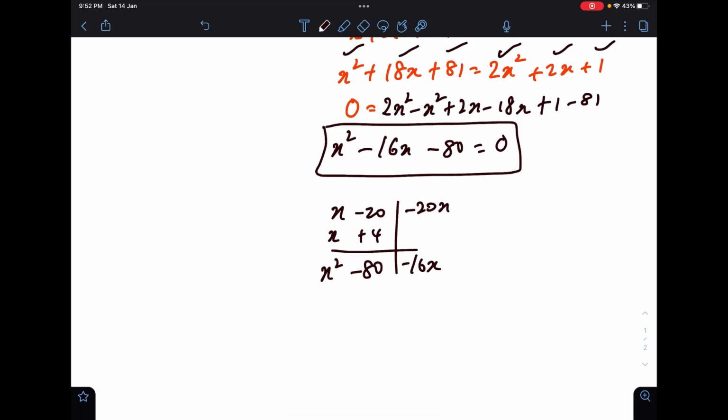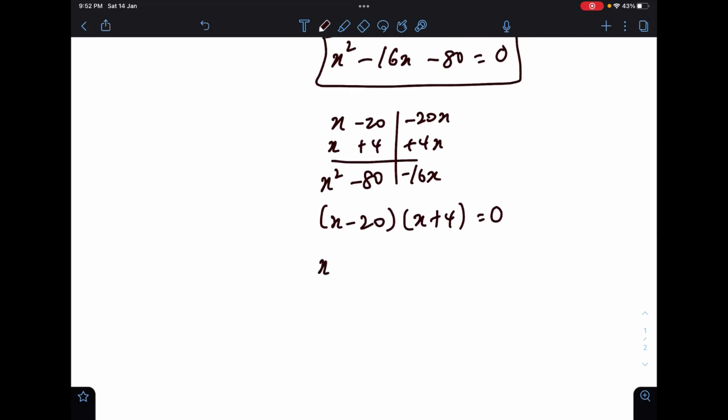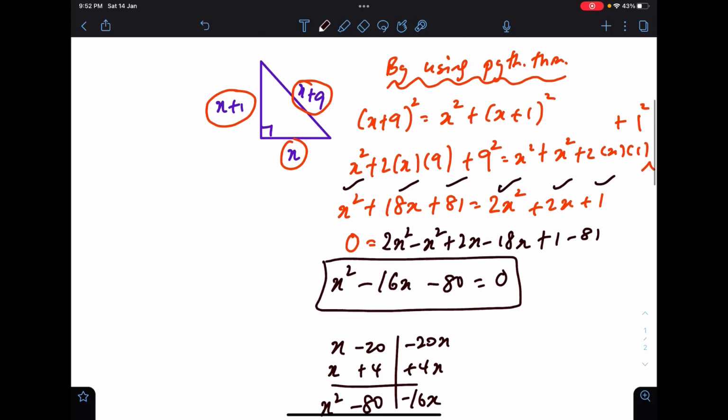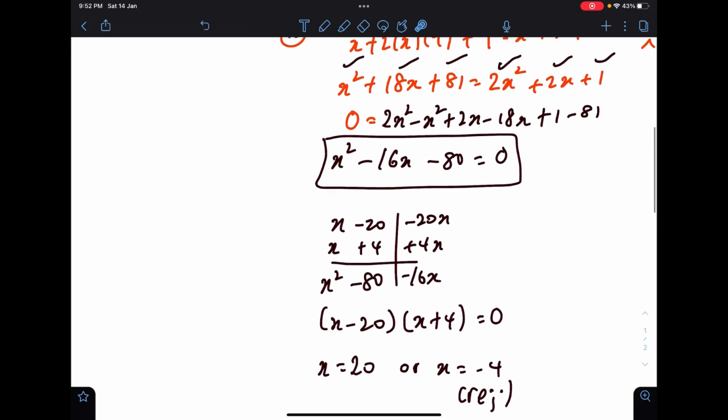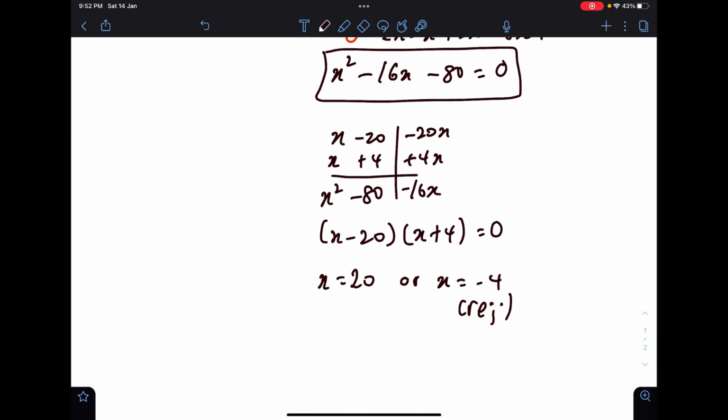Negative 20x will be here, positive 4x will be here, and your factorized answer is x minus 20, x plus 4, everything is equals to 0. So x is equals to 20 or x is equals to negative 4. Okay, this is obviously rejected because x is a length over here. Okay, it cannot be negative, right? So x is 20, and you can find the height as well, which is x plus 1. There's 20 plus 1, there's 21.